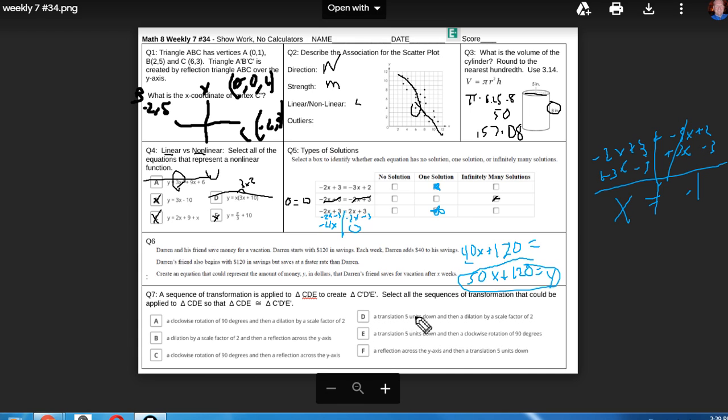A translation of 5 units down and then a dilation of 2, so it's going to slide and then get bigger by 2. This one's a slide of 5 units down and then a clockwise rotation, so that one's going to just slide and then turn. So it's not going to get any bigger or smaller. And then a reflection across the y-axis and then a translation of 5 units down. So this one is going to just slide. We talked about this one's just going to do a slide and a turn, and this one will do a slide and a turn.